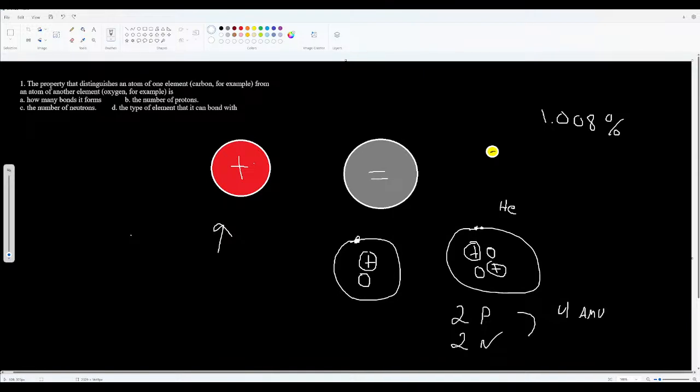But one's positive, one's negative, right? So anyway, that was our discussion about the subatomic particles. One accounts for reactivity, and that's the electrons. One accounts for stability, and that's neutrons, and one accounts for the properties of the element, and that's protons. So that's the basics of the atom.